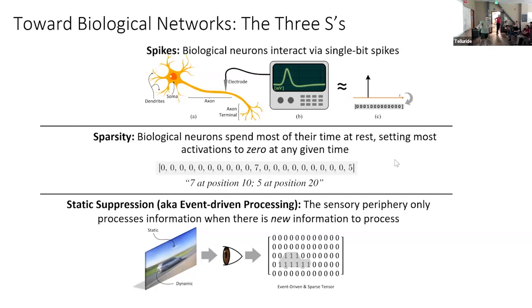Now, event-driven processing: the sensory periphery only processes information when there is new information to process. Not completely true, but you can take advantage of this idea that humans are only really paying attention to dynamic information. You've probably stopped paying attention to the exit sign over there, for example. Rather, you're looking at me, waving my head, etc. We've looked enough at event cameras today, so I don't think I need to convince you. So if we want to do computation with spiking neuron models, one of the more common ones is the leaky integrate-and-fire neuron.